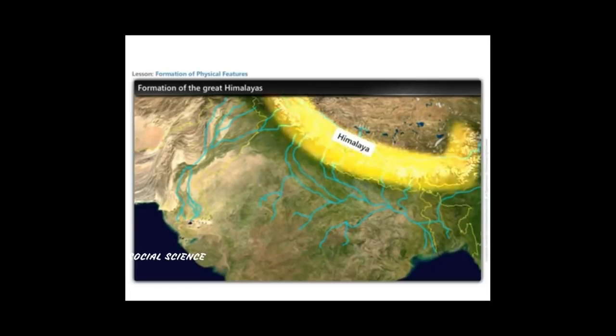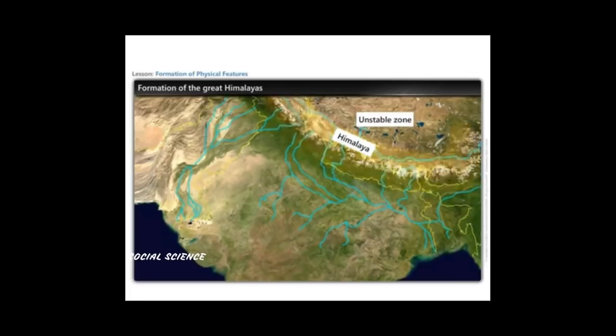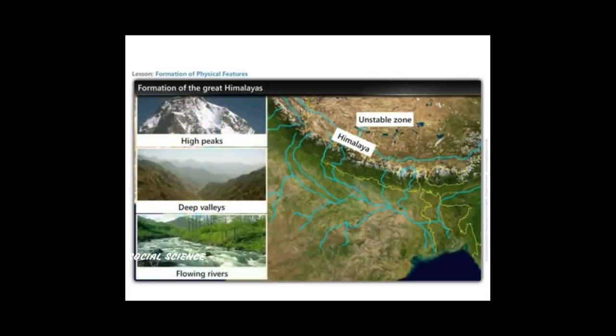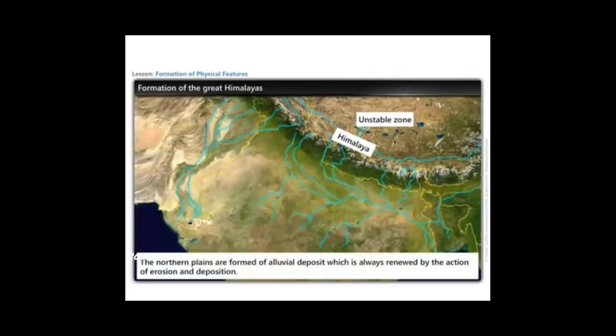No, Himalayan mountains form a very unstable zone. The whole mountain system of Himalaya represents a very youthful topography with high peaks, deep valleys, and vast flowing rivers. The northern plains are formed of alluvial deposit, which is always renewed by the action of erosion and deposition.